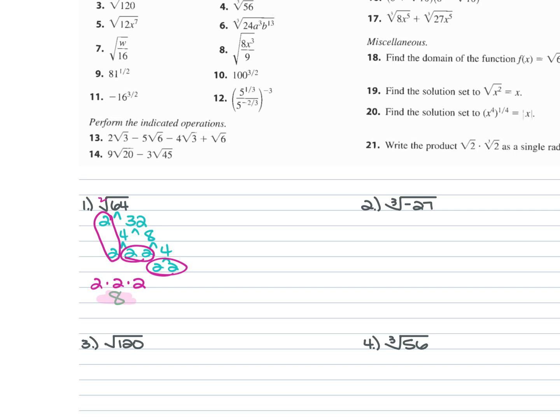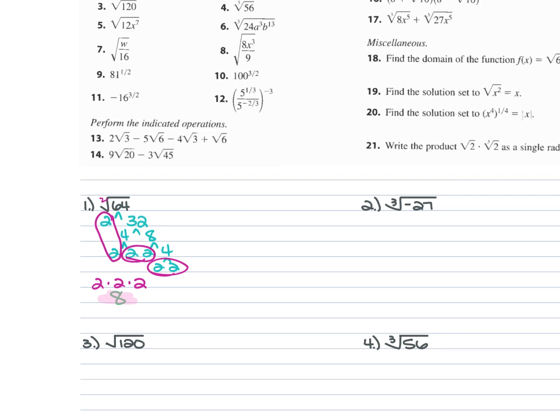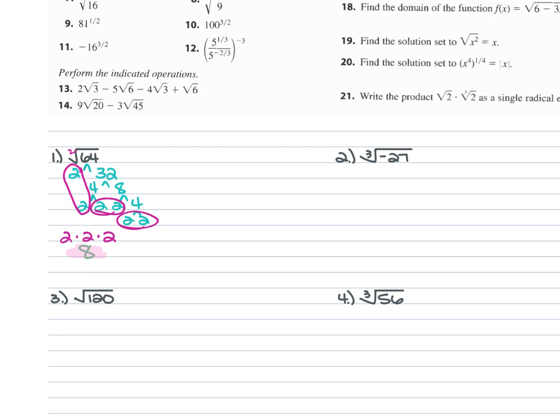For number 2, you are working with the cube root of negative 27. So because there's a negative underneath this cube root and that index is odd, you're going to include that negative in your answer. 27 is 3 and 9. 9 is 3 and 3. We're working with groups of 3. You have 3 3s. Remember, your answer has to be negative, so it's going to be negative 3.